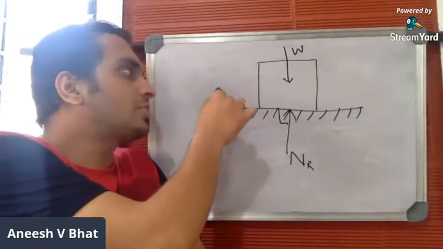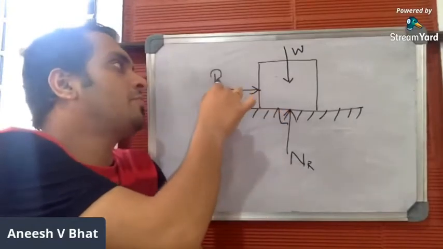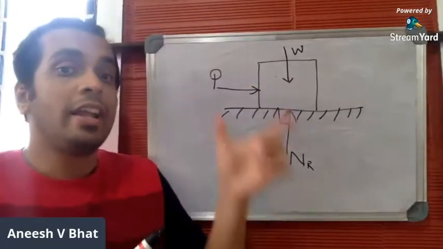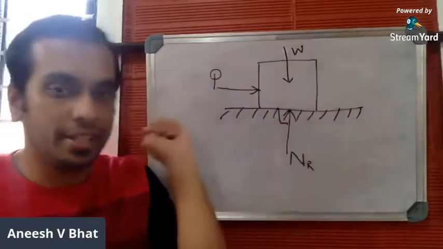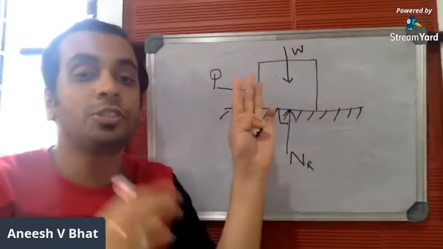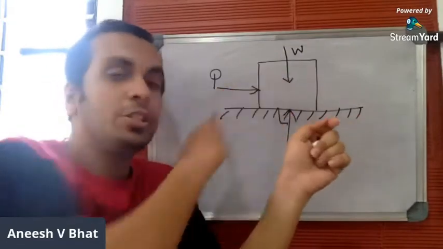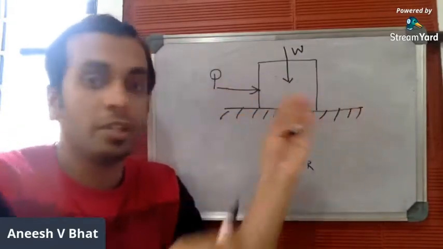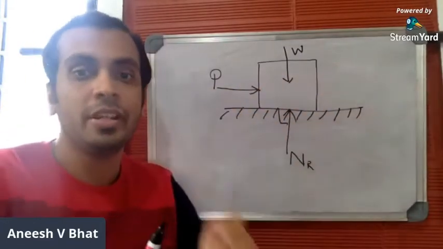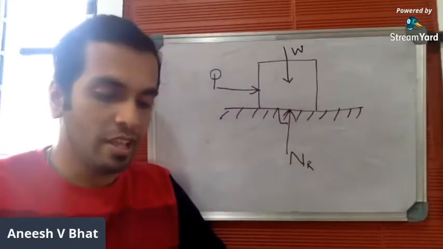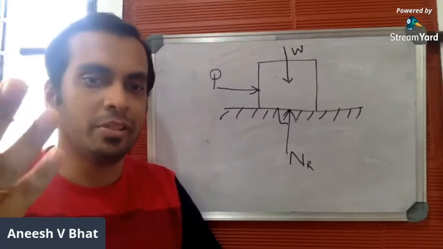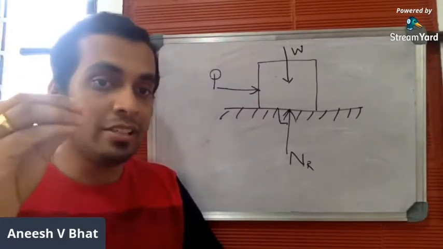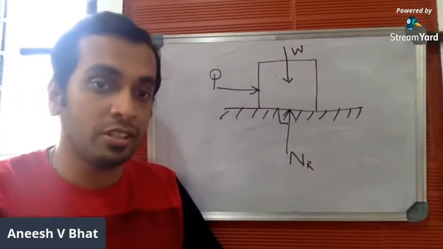Let me introduce an external force here, P, and let this external force P push the body horizontally to the right. Because of the external force, now the body moves horizontally to the right. It's not compulsory that the body should move in the direction of the external force. You have to remember this.